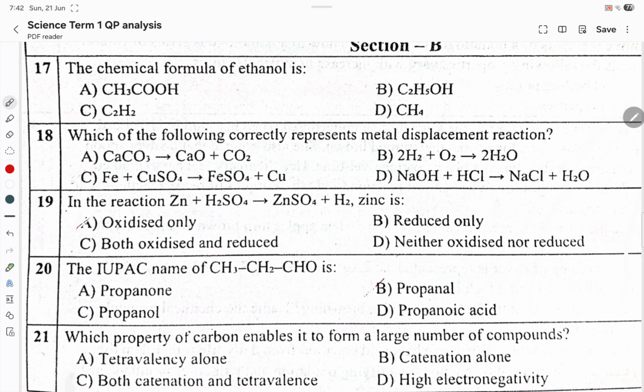The first question here is: the chemical formula of ethanol is. Option A is given as CH3COH. Let's find out what the functional groups are.